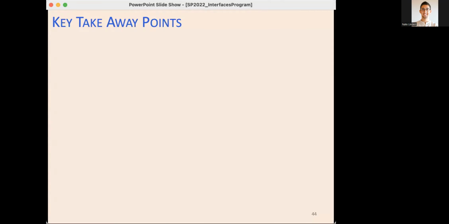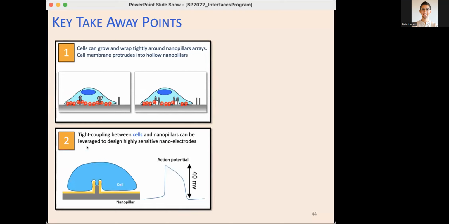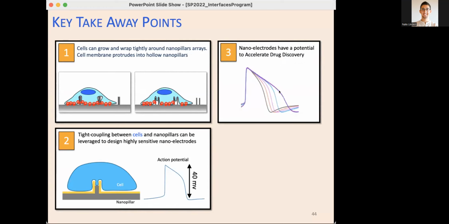And just to summarize my talk, the key takeaway points from the different projects that we did was that cells can grow and wrap tightly around nanopillar arrays, and the cell membrane can actually protrude into the openings of hollow nanopillars. And we can use this to obtain a tight coupling between cells and nanopillars and design very sensitive nanoelectrodes that can record these electrical signals from these heart muscle cells. And then finally, these nanoelectrodes have the potential to accelerate drug discovery by doing pharmacology at a higher throughput.